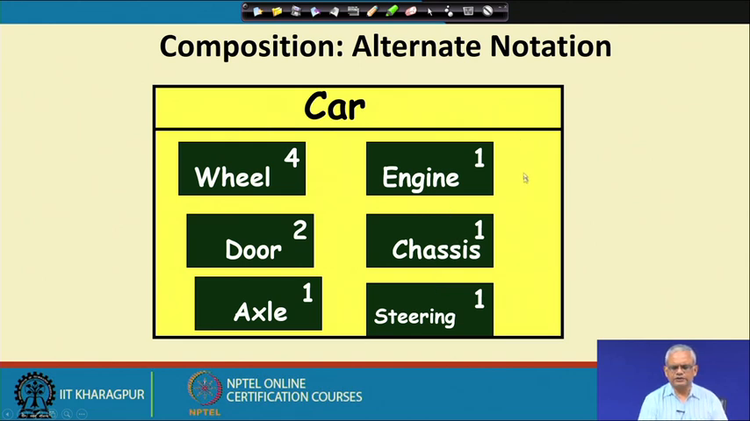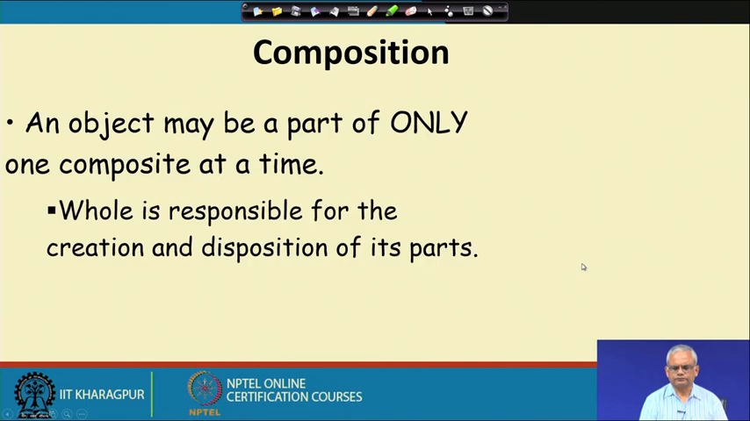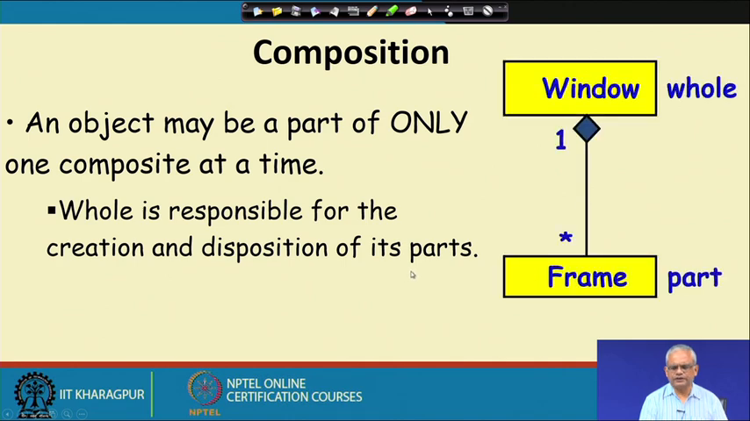UML also supports an alternate notation. We can write the corresponding classes inside the composite class, and we can write the multiplicity of this. For example, a car contains 4 wheels, 1 engine, 2 doors, chassis, 1 axle and 1 steering wheel. In the composition relationship, an object may be part of only one composite at a time, and the composite is responsible for creation and destruction of its part.